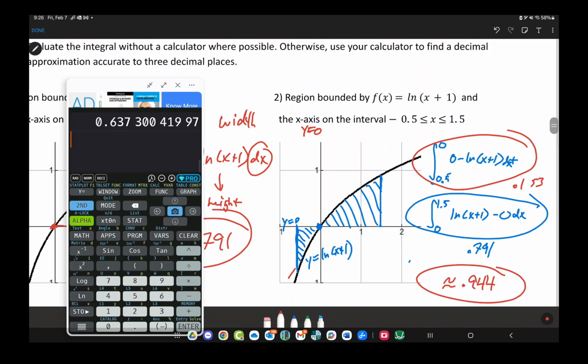So in order to have a positive area, I need to have the greater function minus the lesser function. Whatever function has the higher y value goes first, minus whatever function has the lower y value. And at this point, they switch places. They switch places at 0. So my first function keeps this positive. The second function keeps that positive.